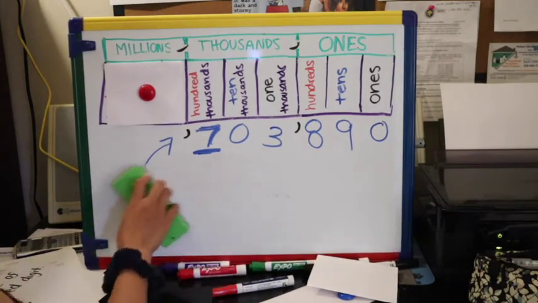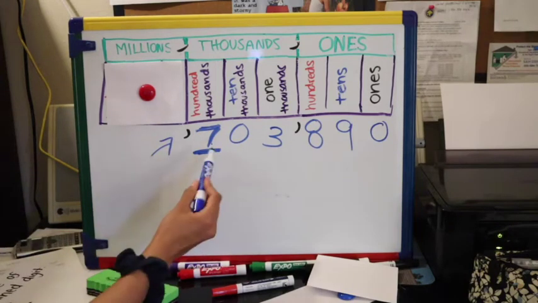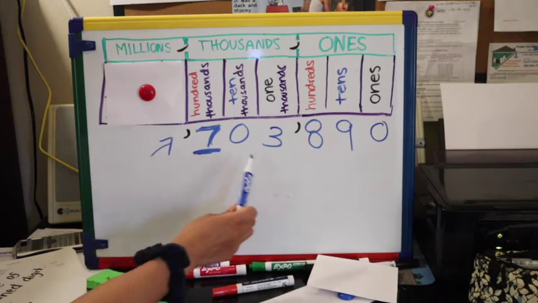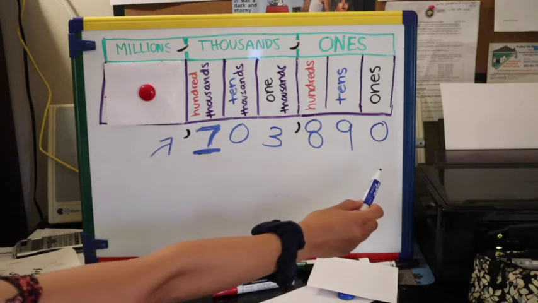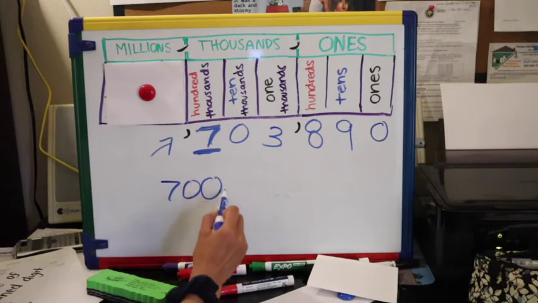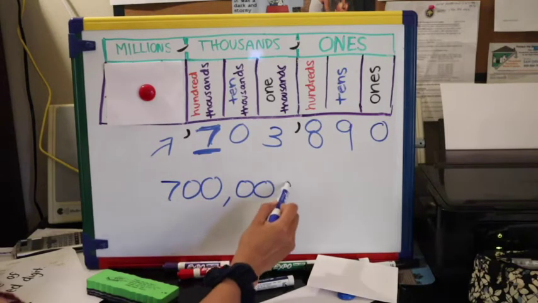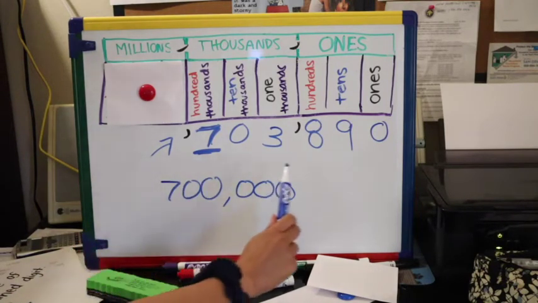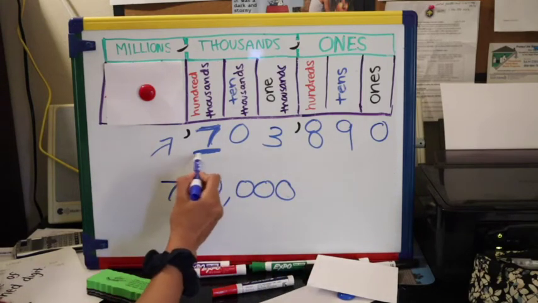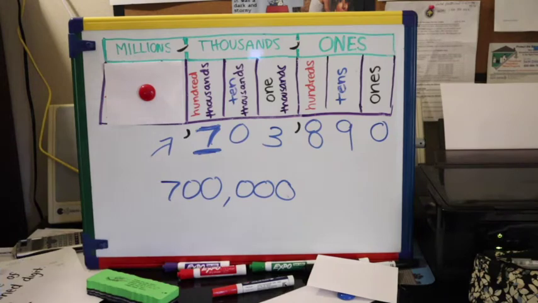So my answer would be, the value of 7 in 703,890 is 700,000. Because you're ignoring all the other values and you just want to know what the value of that underlined number is. Let's try it again.